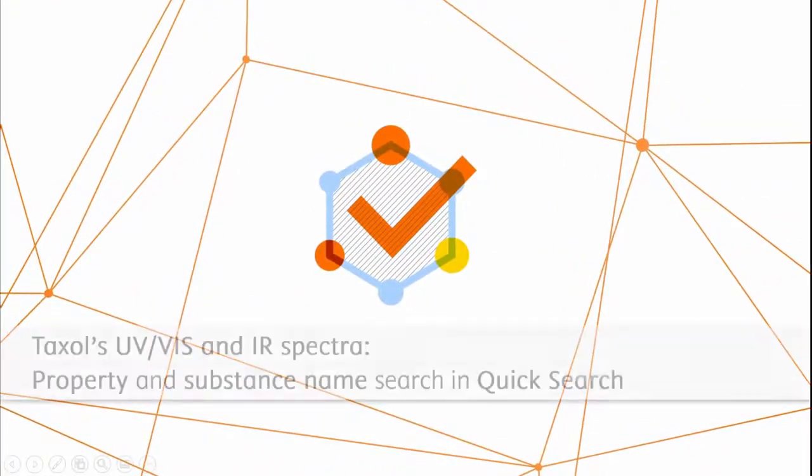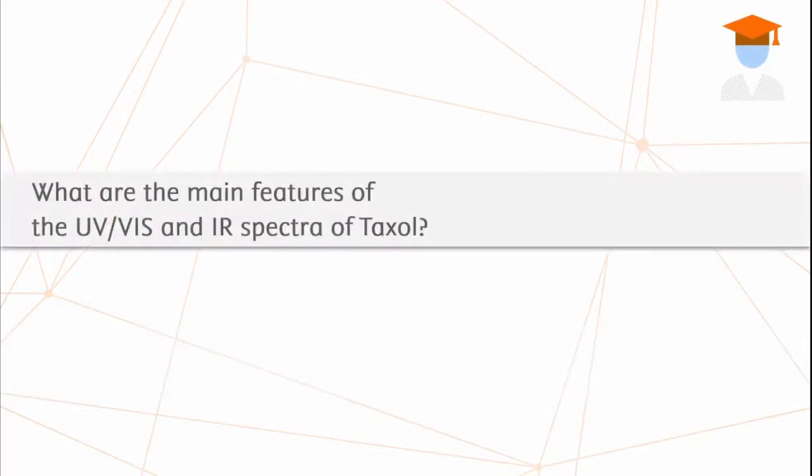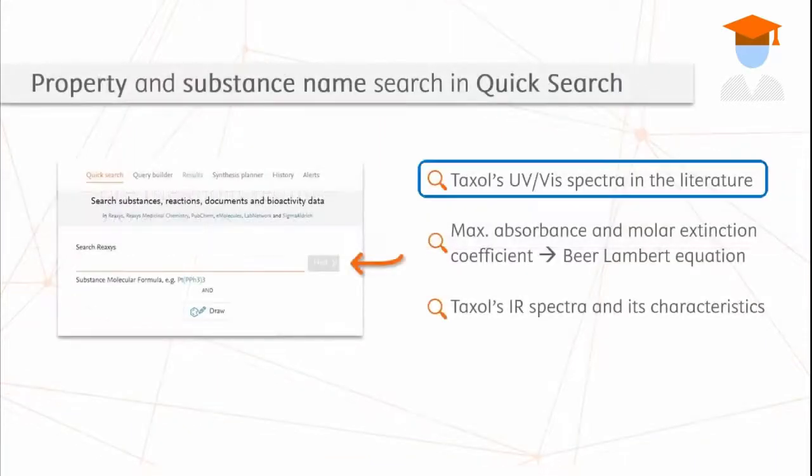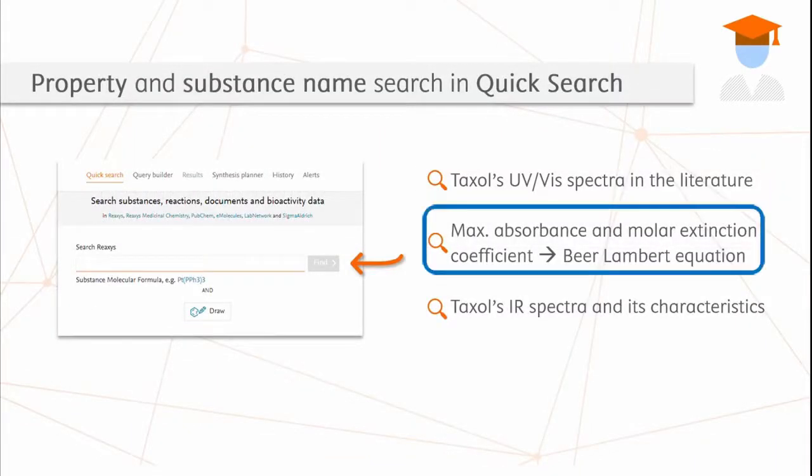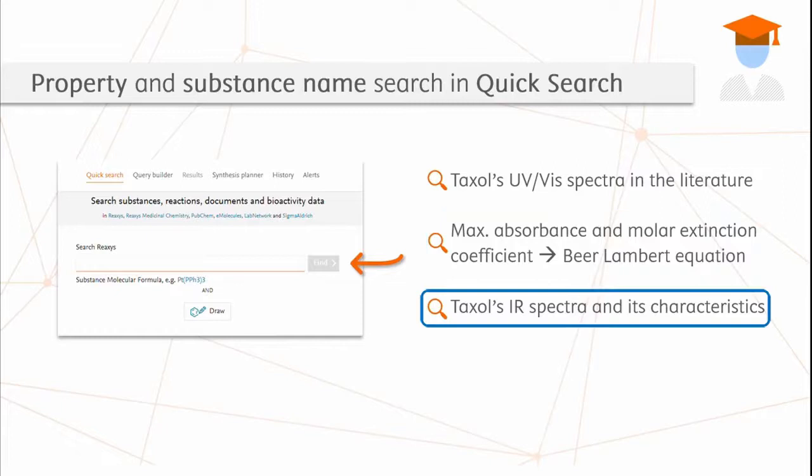In this video, we are going to look for UV visible and infrared data for a given substance in Reaxys. In this example, we will be looking for features of the two most common absorption spectroscopy methods for taxol, a cancer drug. How to find a UV-Vis spectra in the literature, how to find maximum absorbance and molar extinction coefficient to solve the Beer-Lambert equation, and how to find taxol's infrared spectra and its characteristics.